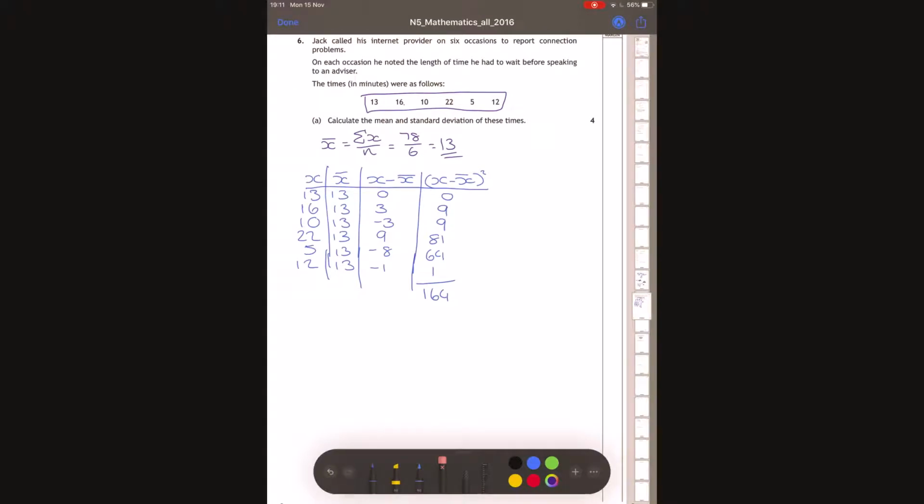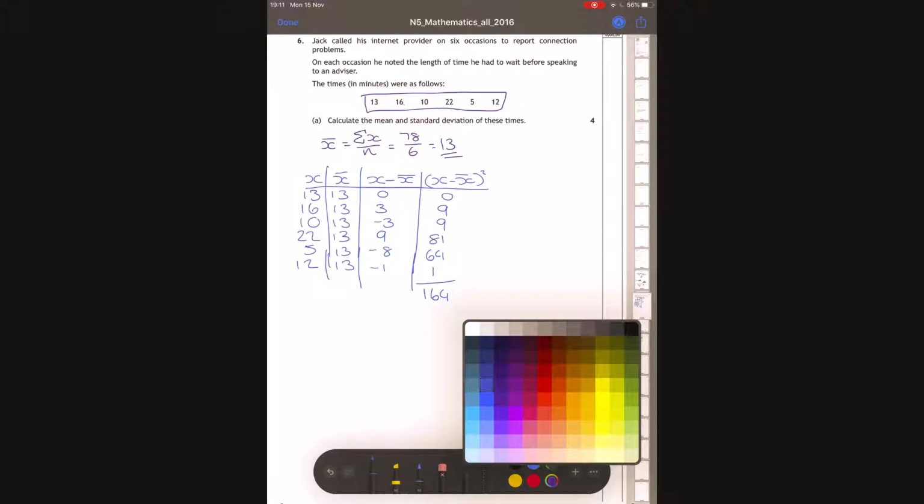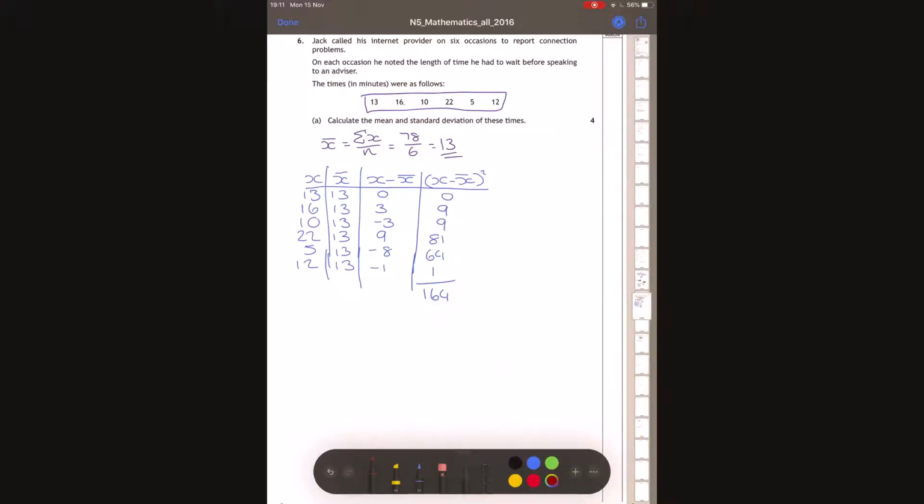So now that we've got the mean, we need to calculate the standard deviation. To do this, we need to know what x minus x bar squared is. Hence, we have this table. How you would do this is you write your x value, which is just taken from here; each one is one of those. Then we have our x bar, which we know is 13. Then we calculate x minus x bar. In this case, 13 minus 13 is 0. And then we square this and put it in there.